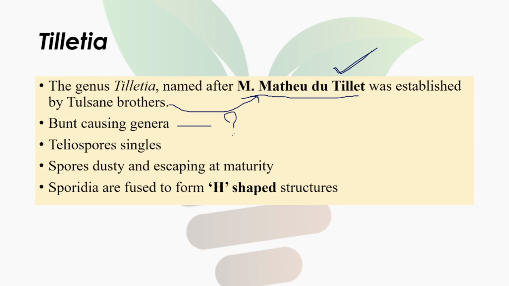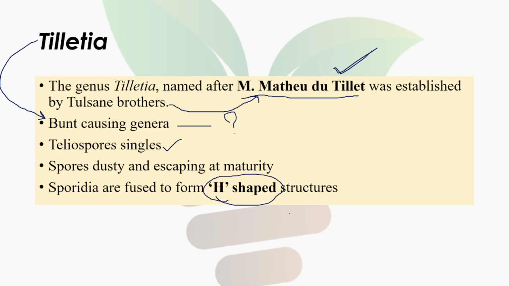Bunt-causing genera, mostly Tilletia and Neovossia, are classified under the Tilletiales or Tilletiaceae. So Tilletia is mainly associated with bunt-causing diseases. Teleospores are mostly single, and the spores produced are dusty, escaping at maturity. And one more important thing is that they produce H-shaped sporidia.